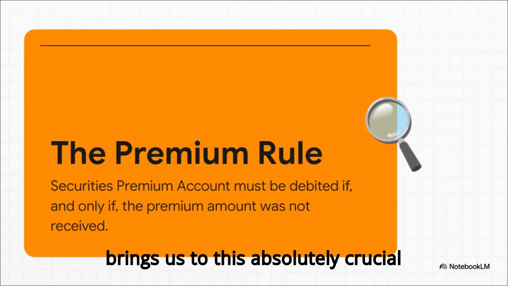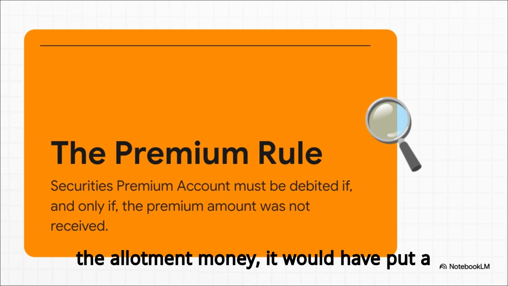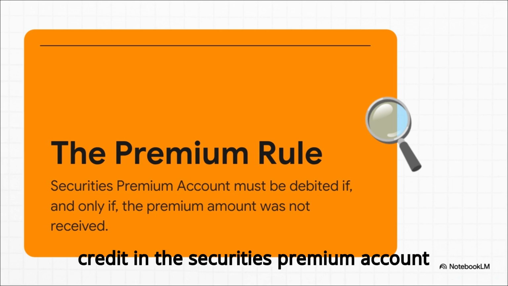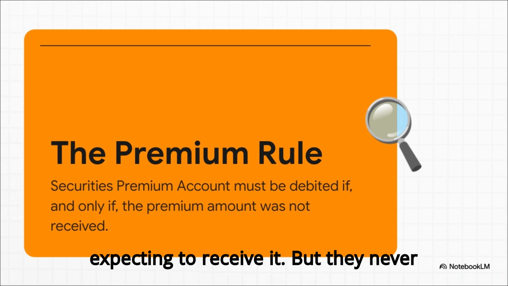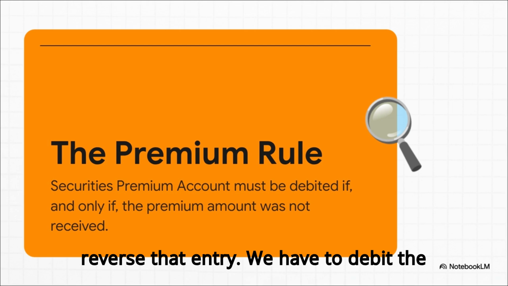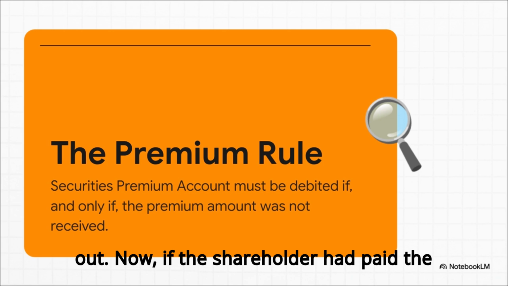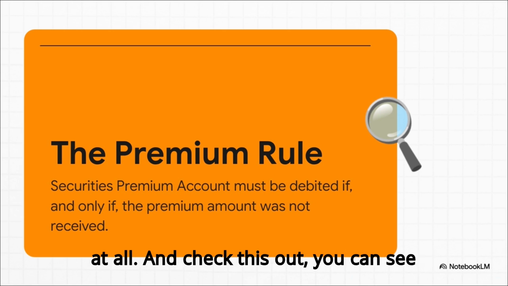That little detail changes things. And that brings us to this absolutely crucial rule. When the company first asked for the allotment money, it would have put a credit in the securities premium account, expecting to receive it. But they never got the cash, right? So now we have to reverse that entry. We have to debit the securities premium account to cancel it out. Now, if the shareholder had paid the premium, we wouldn't touch this account at all.